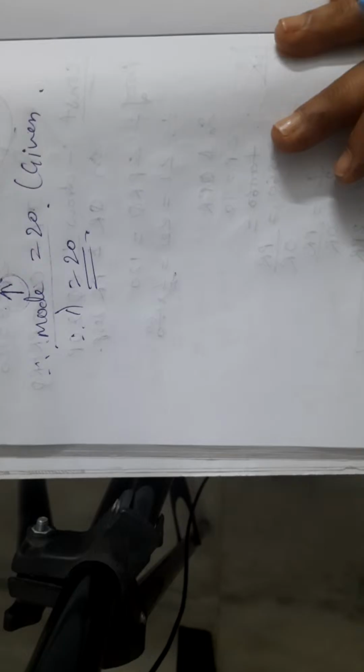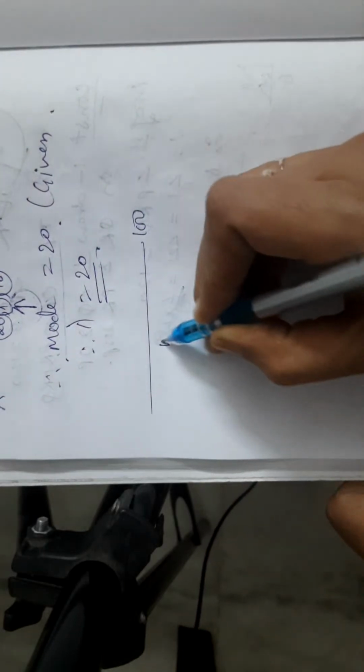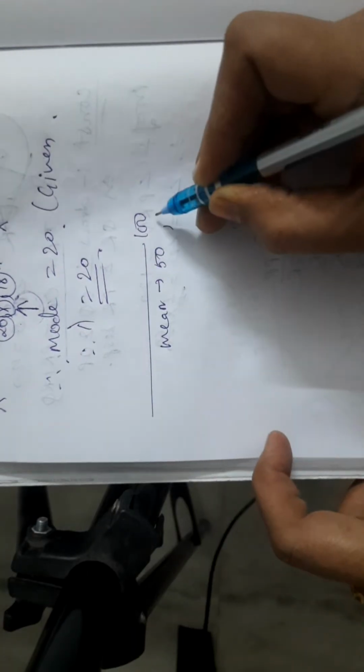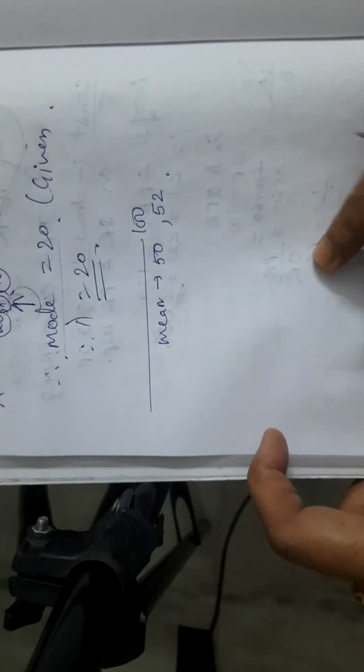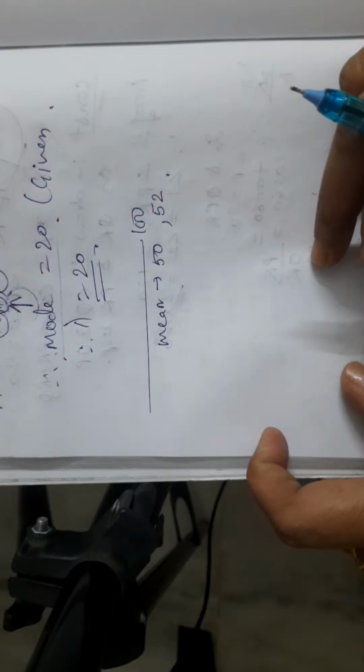Now the next question: the mean and median of 100 observations are 50 and 52. The value of the largest observation is 100. It was later found that it is 110. Find the true mean and median. The mean and median of 100 observations are given. So a total of 100 numbers are there. Its mean is given as 50 and the median is given as 52.